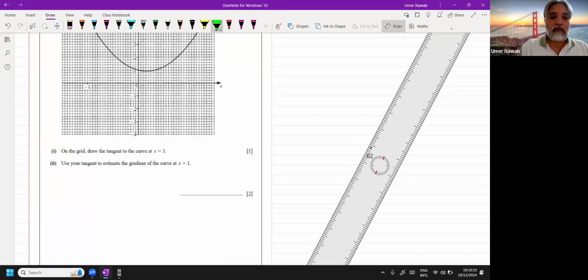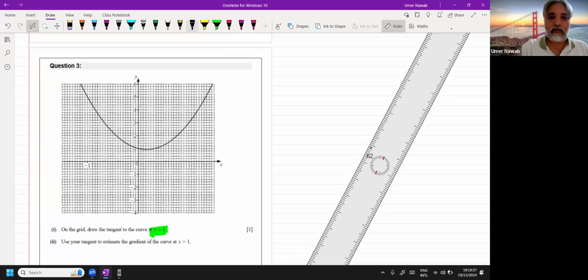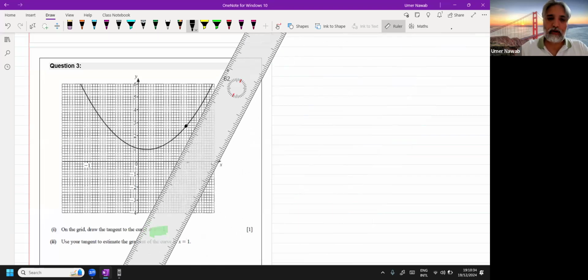Next is draw the tangent at x is equal to 1. So where is x is equal to 1? This is 1. Go to the curve. So this is 1. Ready to draw the tangent.